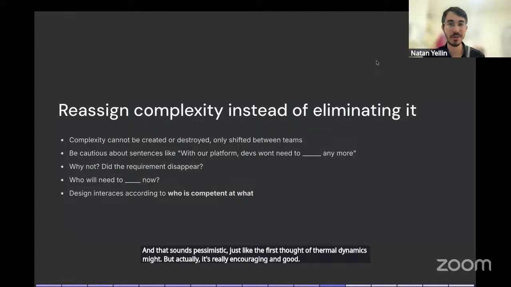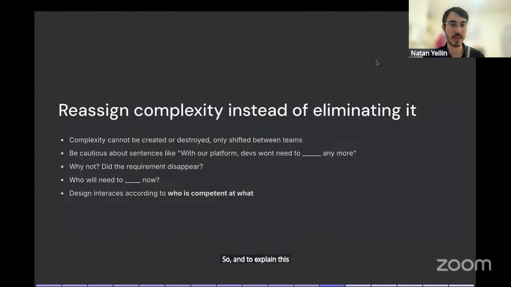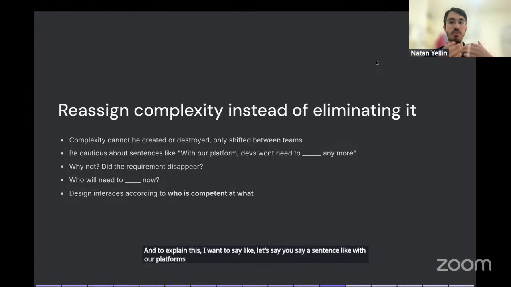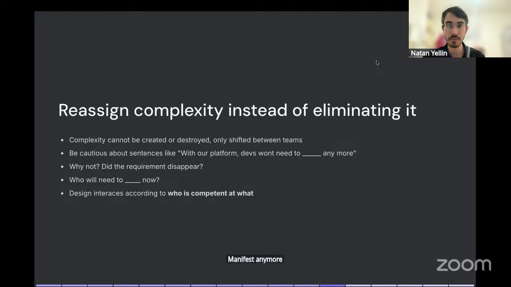To explain this, let's say you say a sentence like, with our platform, devs will not need to blank anymore. And what is blank? With our platform, devs will not need to troubleshoot in production anymore. Devs will not need to look at metrics anymore. Or devs will not need to worry about Kubernetes manifests anymore. Well, the question should be, why not? Right? What are the requirements that looking at that enables?